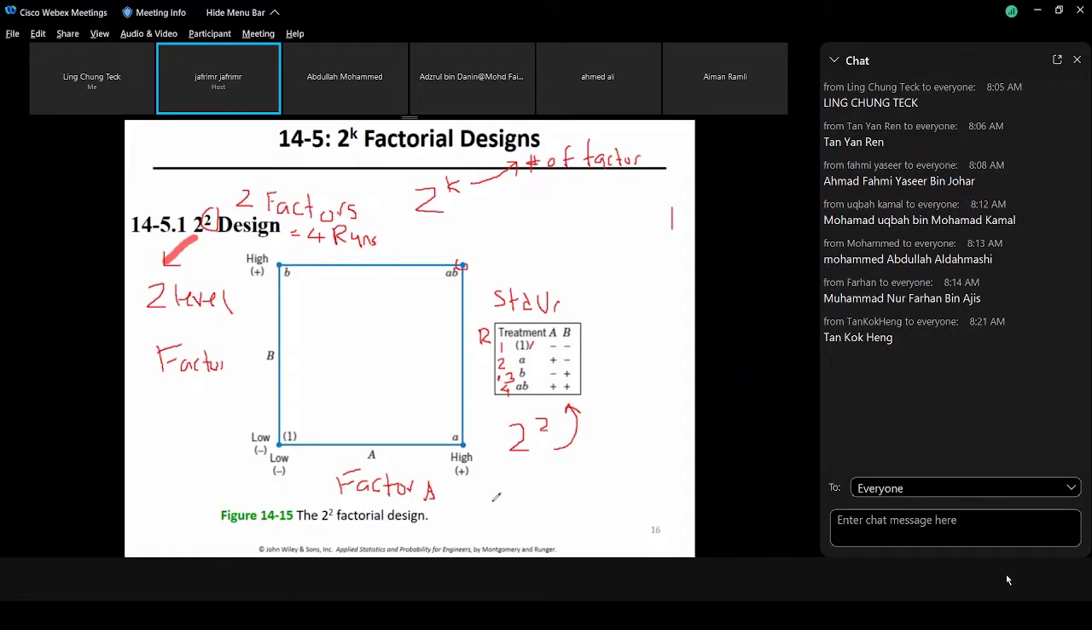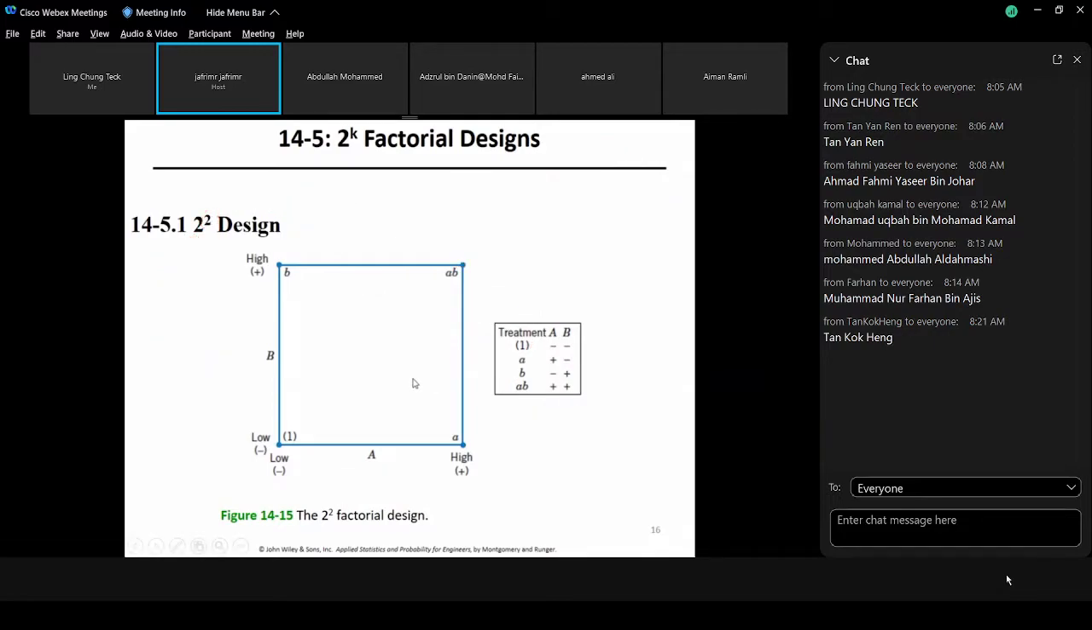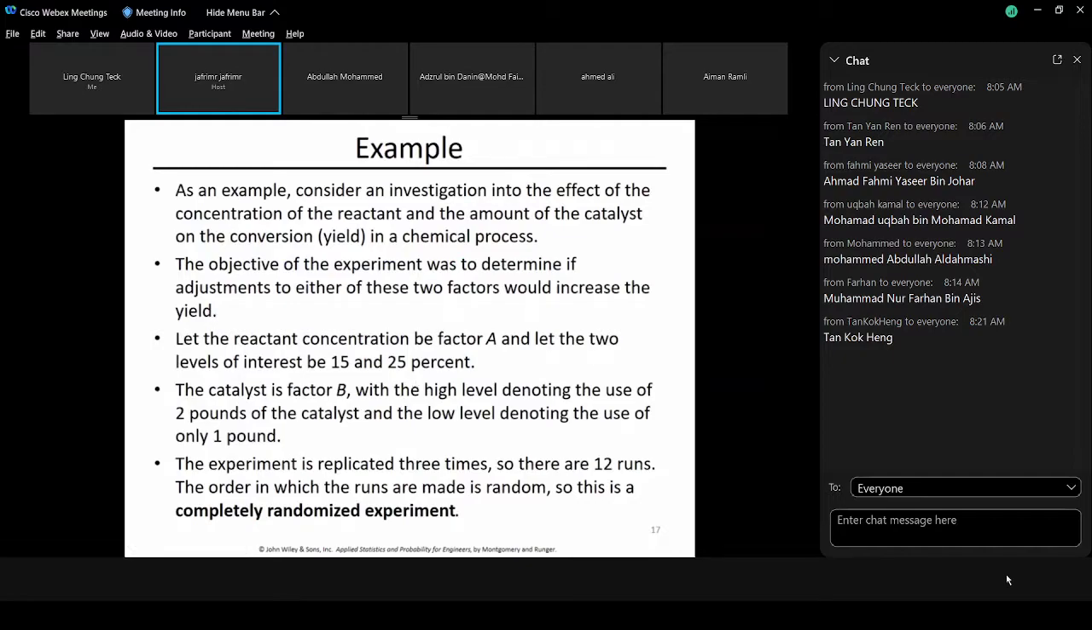This is called a plane. Okay, these are examples. I think this is a theoretical example. I don't know why they put example here. Maybe they say the objective, right?